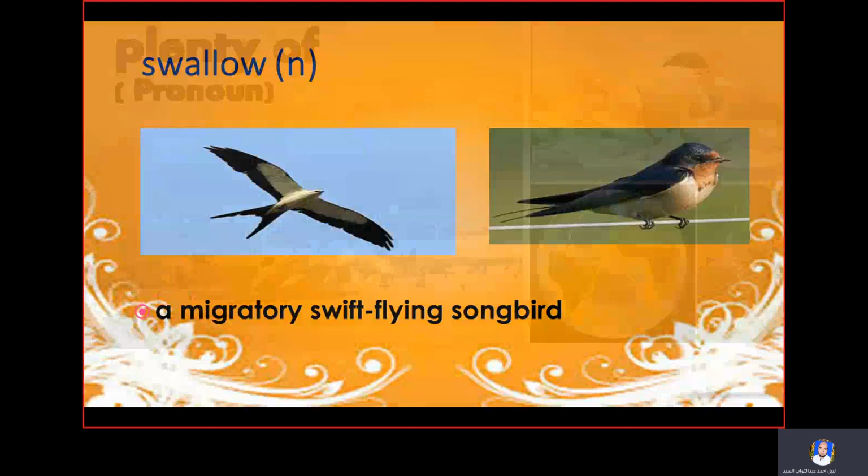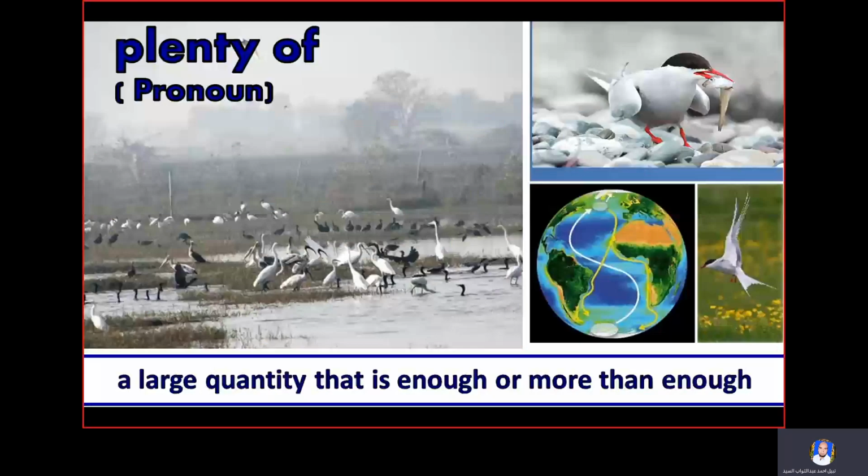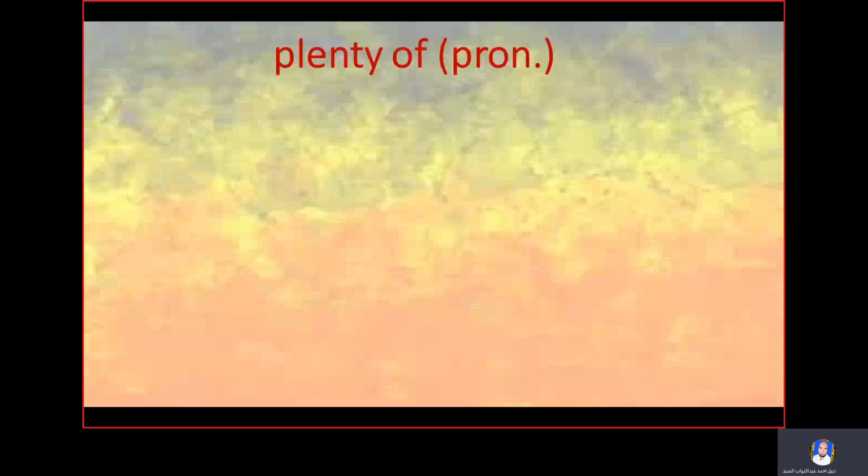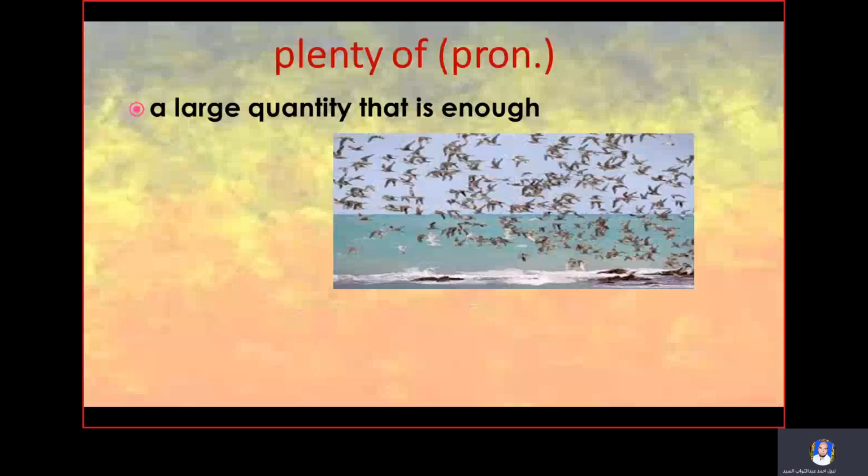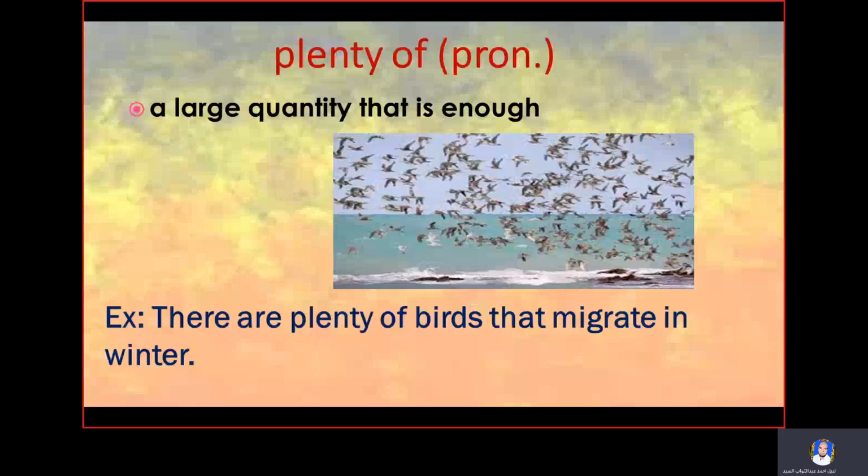Plenty of. Plenty can be a pronoun, a noun, an adverb. Plenty: a large quantity that is enough or more than enough. There are plenty of birds that migrate in winter. Plenty of birds, a large quantity of birds, a large number of birds. Plenty of.